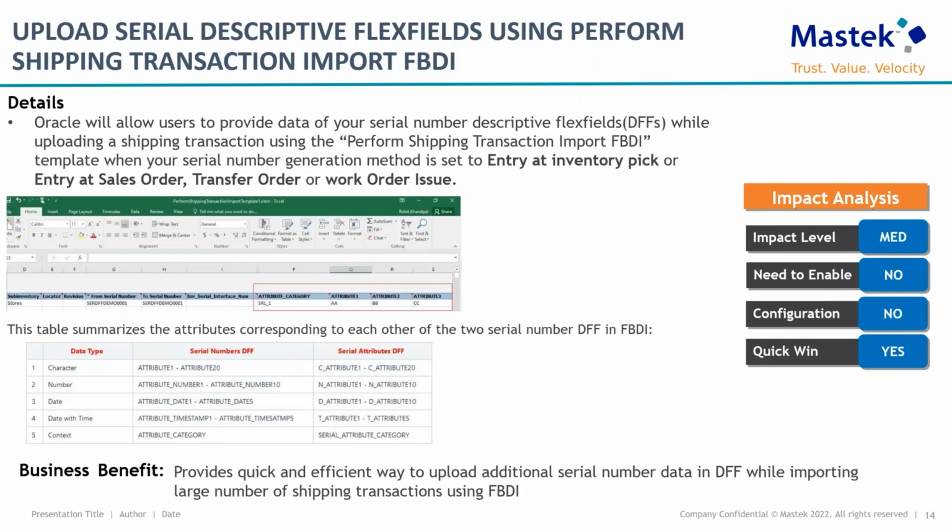Next, upload serial descriptive flex fields using the perform shipping transaction import FBDI. File-based data import, that is FBDI templates, are the quickest and easiest way to upload large volumes of data. Now, when uploading your shipping transactions using the perform shipping transaction import FBDI template, you can provide data for your serial number descriptive flex fields when you use a serial number generation method set to either at inventory pick or at sales order, transfer order, or work order issue. This enhancement to the perform shipping transaction import FBDI template lets you capture the shipping serial number descriptive flex fields. And now you can also upload the additional information during processing ship confirmation transactions using FBDI.